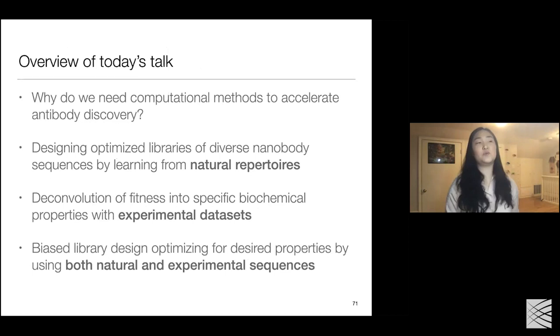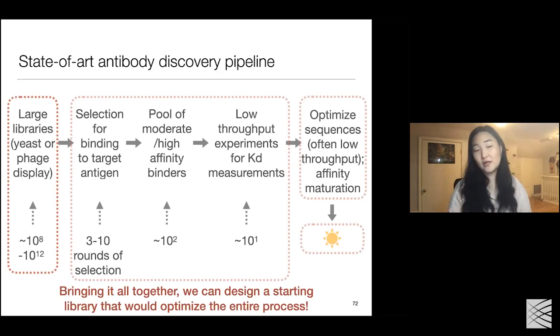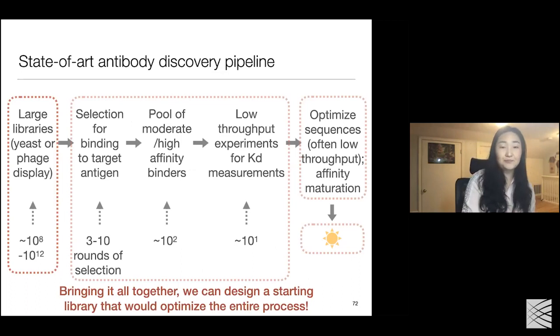And finally, this just brings me to the very brief teaser on what we are working on now to combine both natural and experimental sequences to have biased library design to optimize for desired biochemical properties. And so the goal here is that we want to bring it all together. We want to design a starting library that would optimize the entire process, not only just to improve our chances, but to limit the number of selections that are needed because we've already taken care of that in the starting set of sequences.